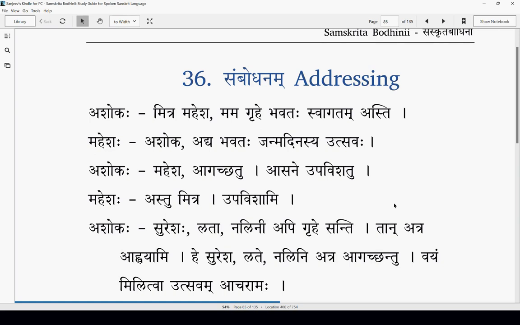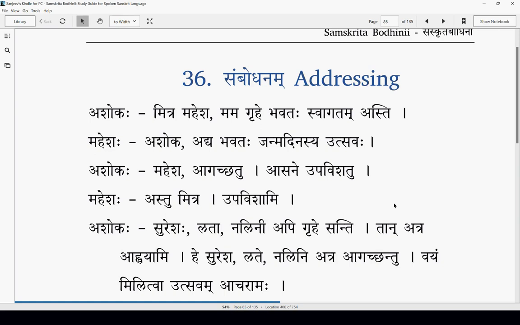So here we have sambodhanam. Right? Next one, like Mitra. Let's start with sambodhanam. Neela Bhagini, you want to read one line, and Raghu Modha can read another one. Sambodhanam. Mama Gurhe Bhavatah Swagatam Asti. Mr. Mahesha, my house, you are invited. Mitra Mahesha, Mama Grihe Bhavatah Swagatam Asti. Okay, next one, Raghu Modha.